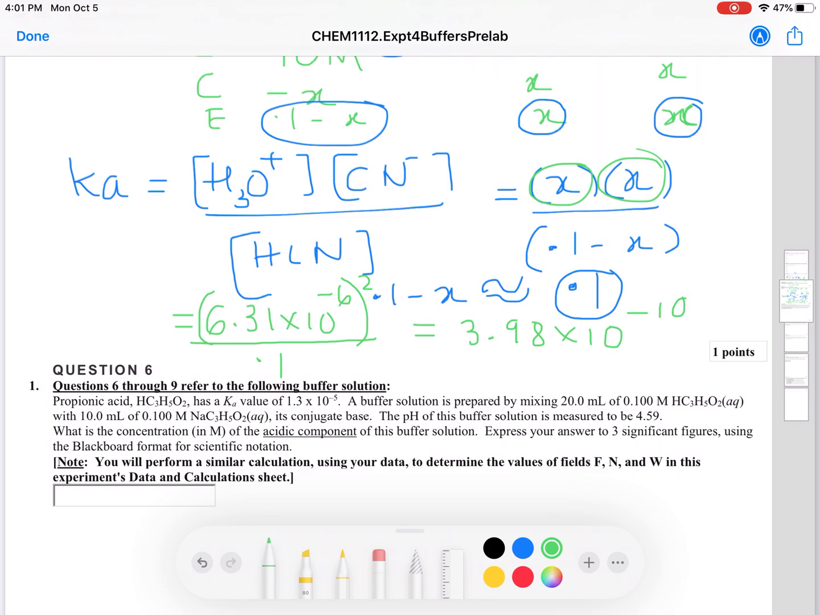Excuse me, we are not done yet. So this is the Ka. What do we need? We need pKa. So how do we find the pKa? pKa equals negative log of Ka. So we found Ka. You need to get the log of 3.98 times 10 to the negative 10, and then you multiply it by the negative at the beginning. That will give you the pKa of hydrogen cyanide. I'm going to leave it for you to find the pKa.